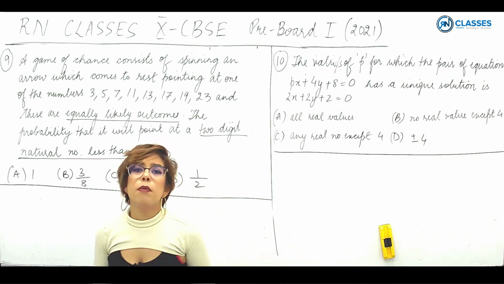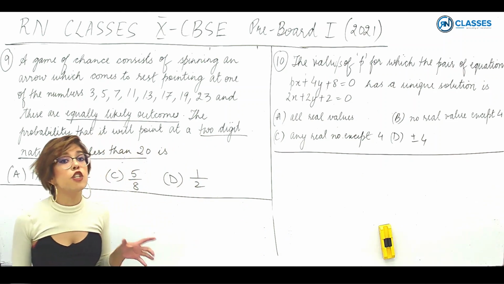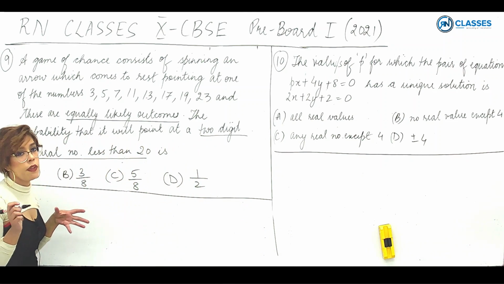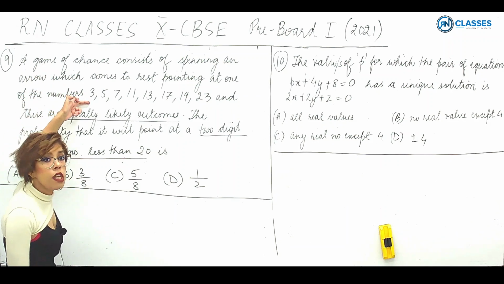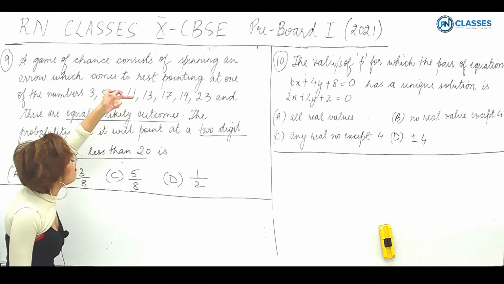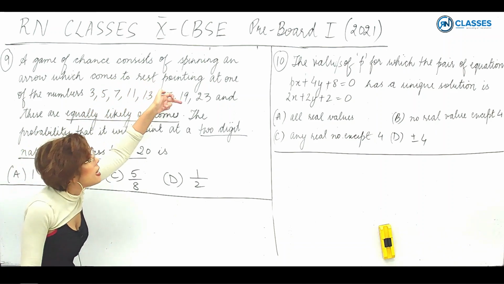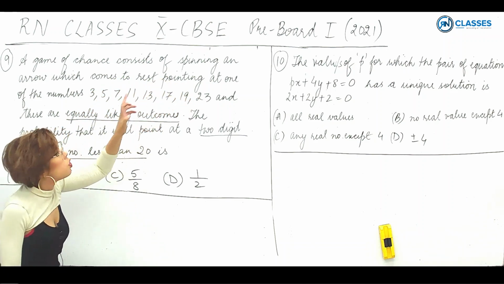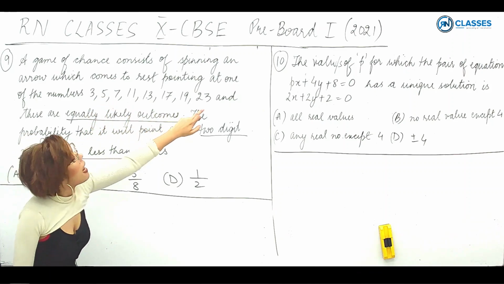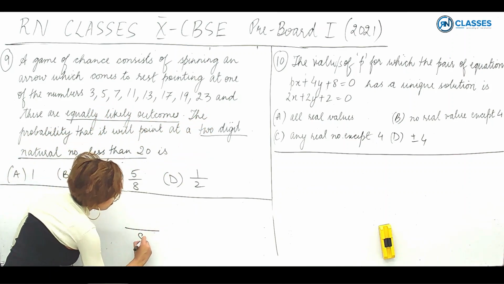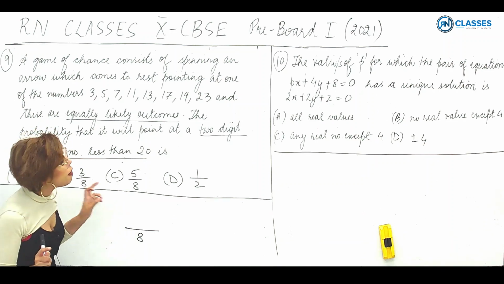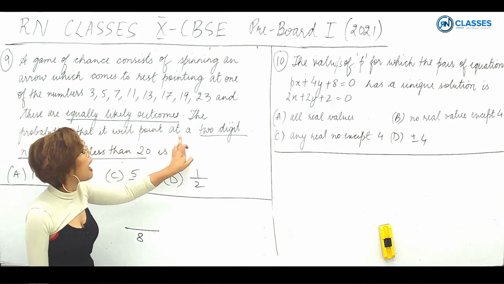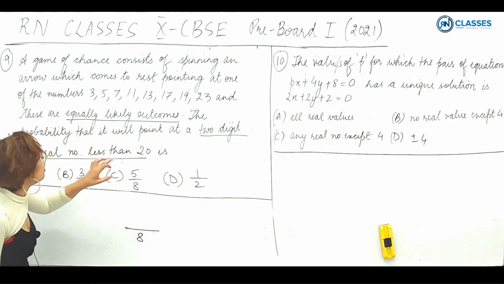I'm interested in the probability. Now, in order to find the probability, the first thing that I should find is the total number of outcomes, right? So, total number of outcomes. Now, the arrow can point at either 3 or 5 or 7 or 11 or 13 or 17 or 19 or 23. So, the total number of outcomes are 8 in number, right? So, that means denominator is 8. Now, I just need to look for the favorable outcome. Now, favorable outcome, he says it will point at a 2-digit number less than 20.